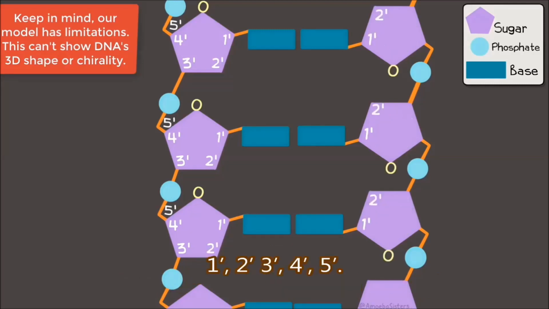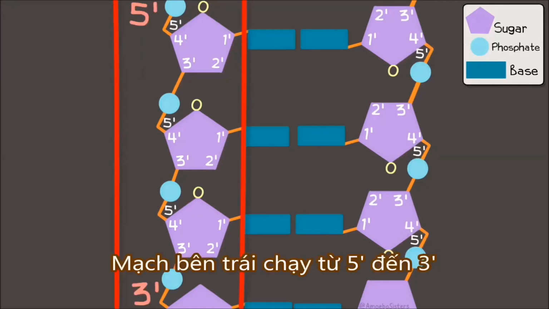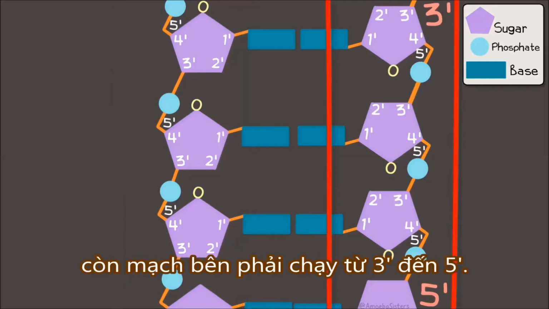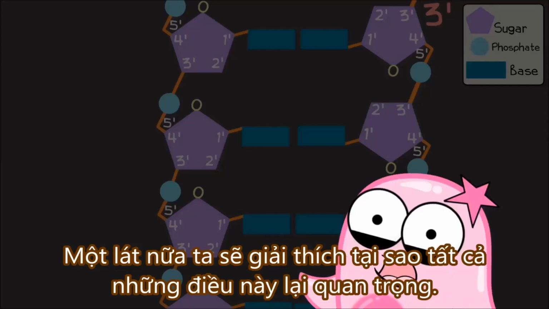1', 2', 3', 4', 5'. And the 5' is out of this ring. This strand on the left runs 5' to 3', and the strand here on the right runs 3' to 5'. We'll explain why all that matters in a moment.